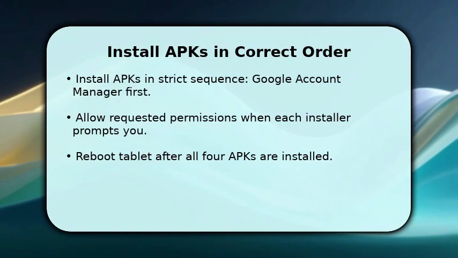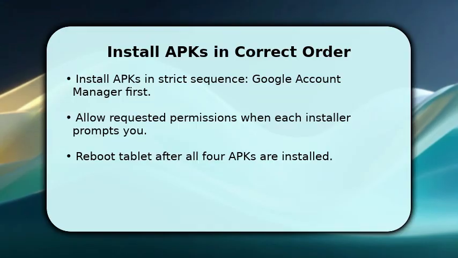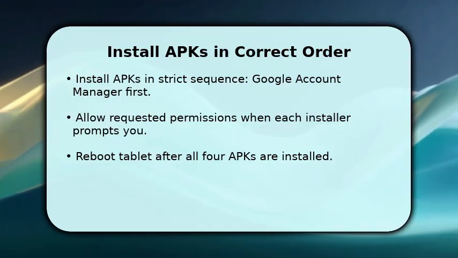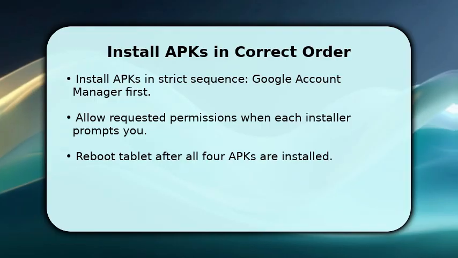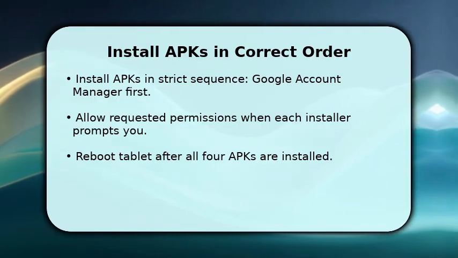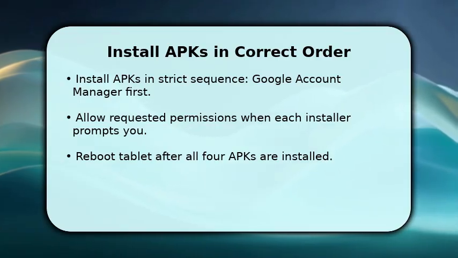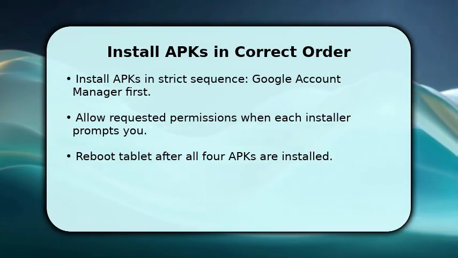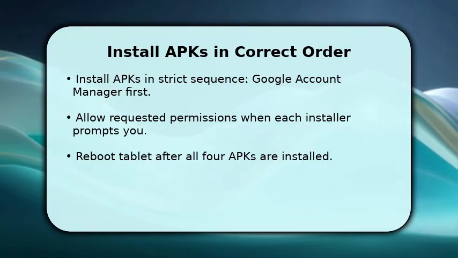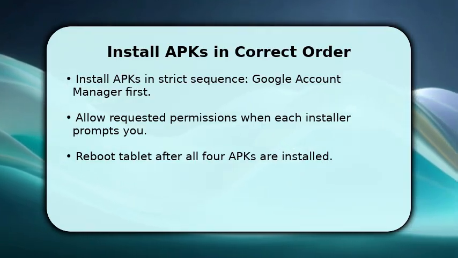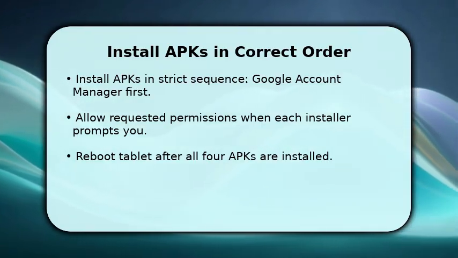Now install the APKs step by step. Start with Google Account Manager, then Google Services Framework, followed by Google Play Services, and finish with Google Play Store. Tap each APK to install, accept permissions the installer requests, and watch for any install blocked messages. If blocked, re-enable unknown apps for the specific app doing the installation.